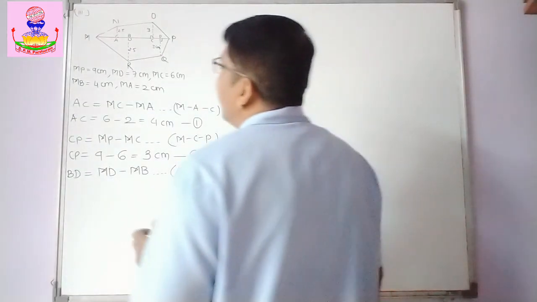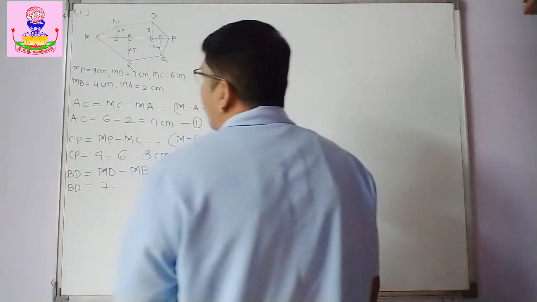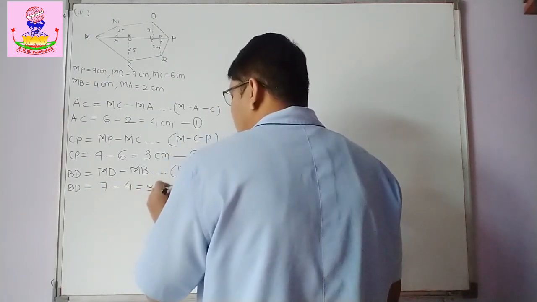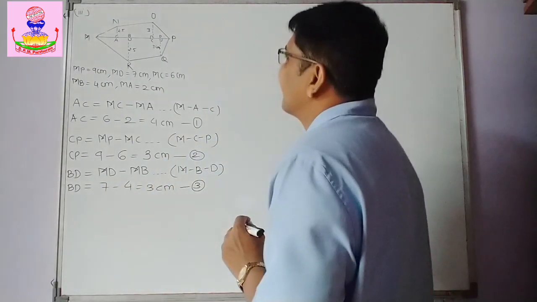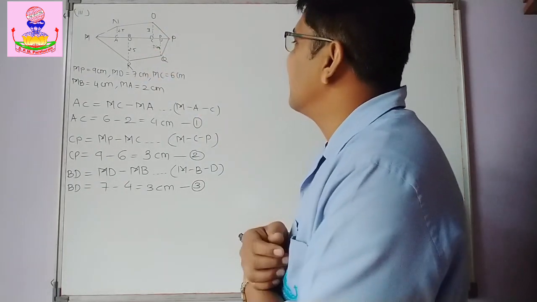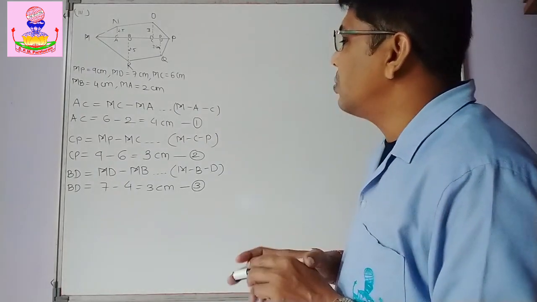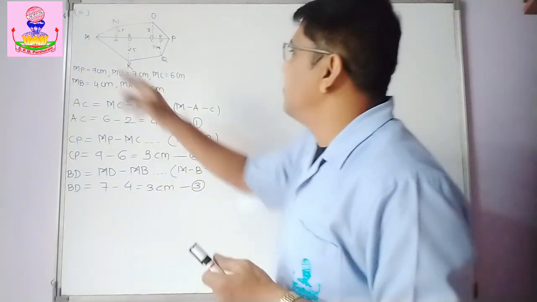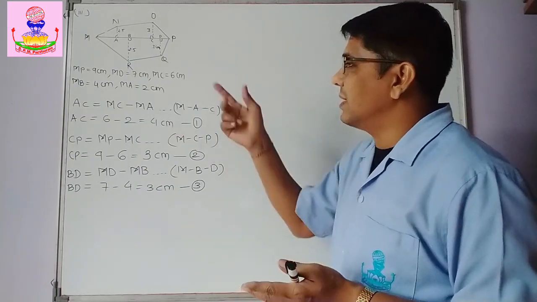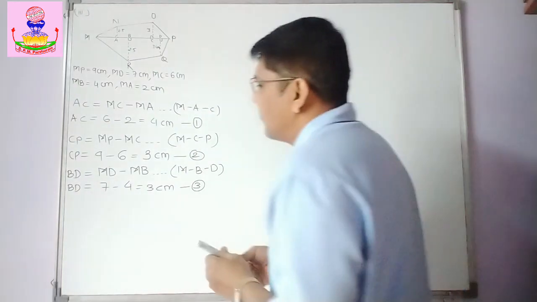Reason: M-B-D. Okay. So, what is MD? MD is given, 7 centimeters. And measurement of MB is 4 centimeters. So, that is equal to 3 centimeters. Now, come to this triangle. I don't know DP. DP is not given. So, how to find DP? So, simple. MP minus MD. I know MD. MD is given 7. MP I know. I can find out DP.